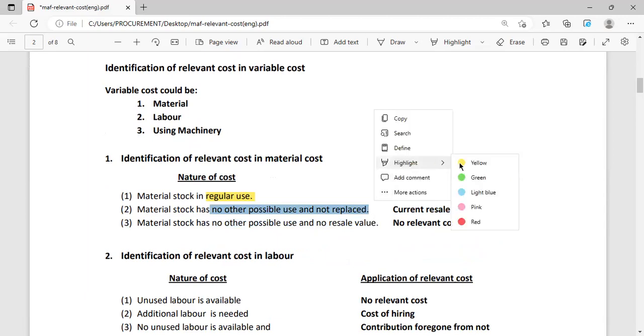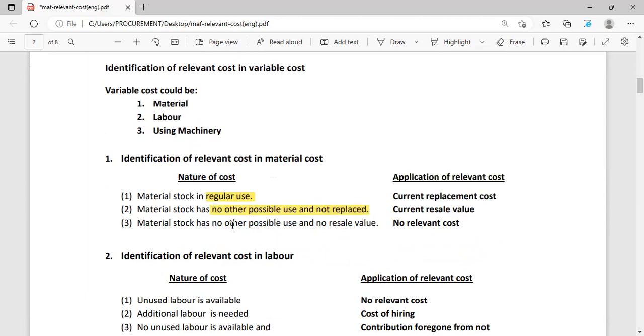If you see all this, material stock has no other possible use and no resale value. It is also important to take note of that. The application of relevant cost: current replacement, that is, how much am I going to pay to replace it if I want to change it now? Then current resale value: if I want to sell it now at a scrap value, how much can I get from it?